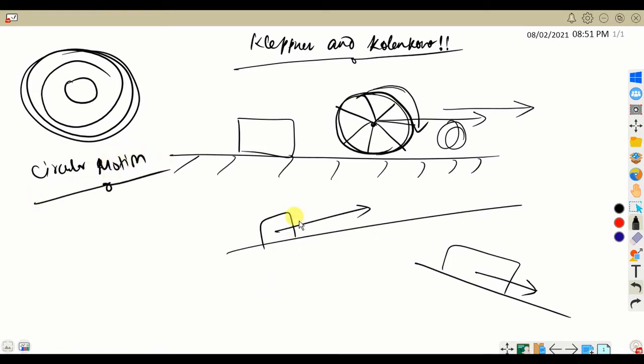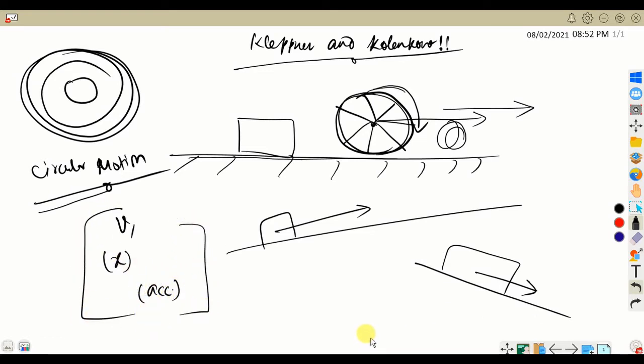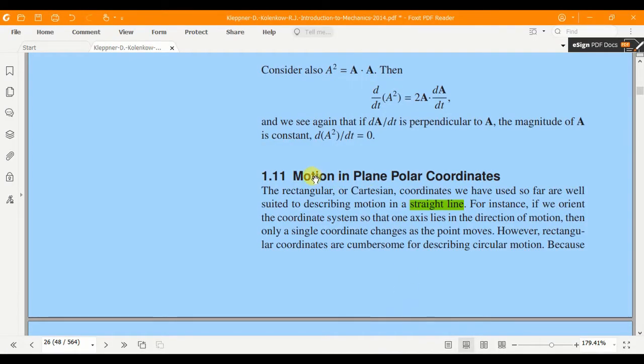So we had motion in a straight line, but we also have motion that is circular. The problem is: how do we figure out if a body is moving in circular motion? What could be the velocity, how can we figure out the position at a certain time, and how can we define acceleration in a very efficient way? Well, that's what today's topic suggests, motion in plane polar coordinate system.